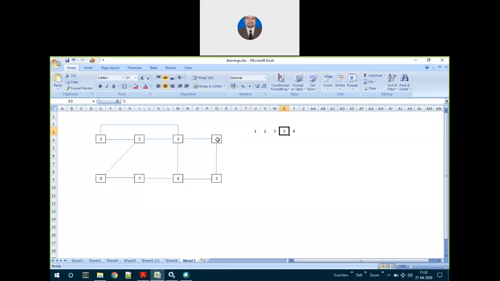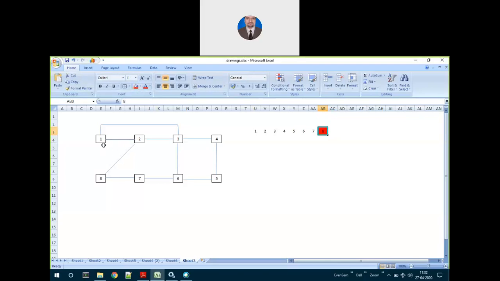1 to 3, 3 to 4, 4 to 5, 5 to 6, 6 to 7, 7 to 8, and from 8, 8 is connected to what? 2. So if I want to go back to 2, is it allowed? No, it is not allowed, because in this previous list, 2 I have already covered. I cannot visit this 2 once again, so it is not accepted. So there is a dead end at the vertex 8. I cannot proceed further. Okay, right.